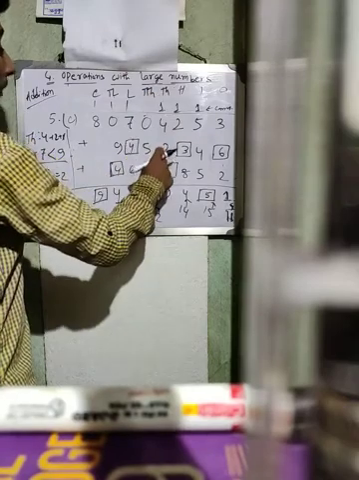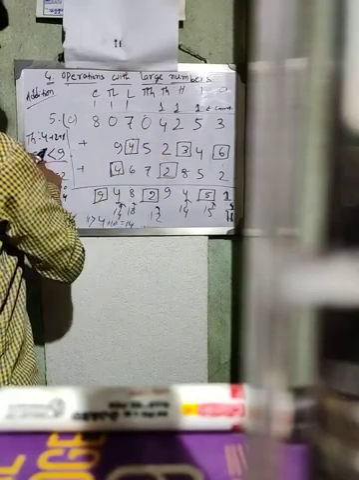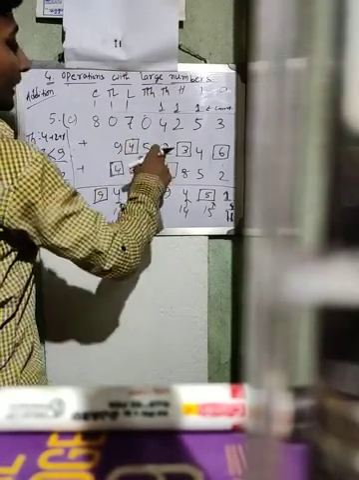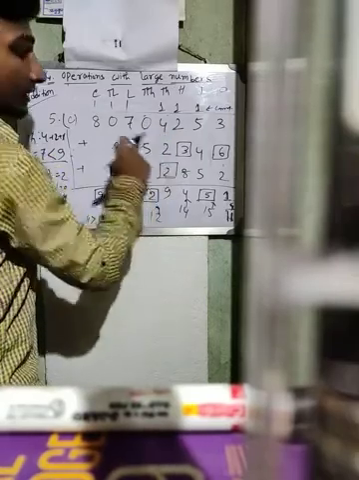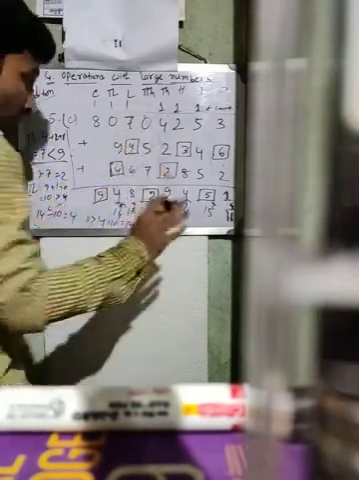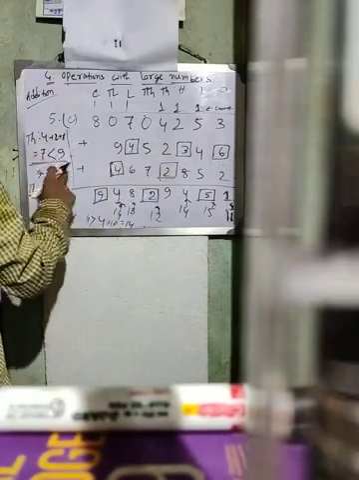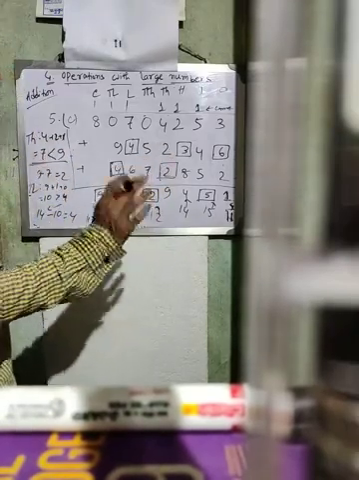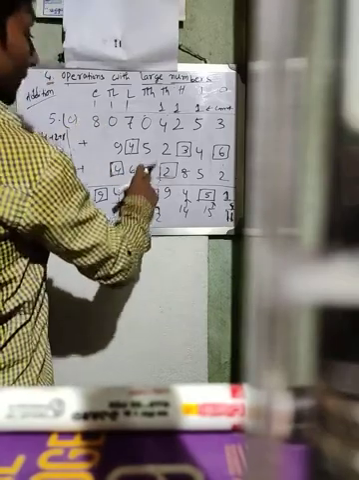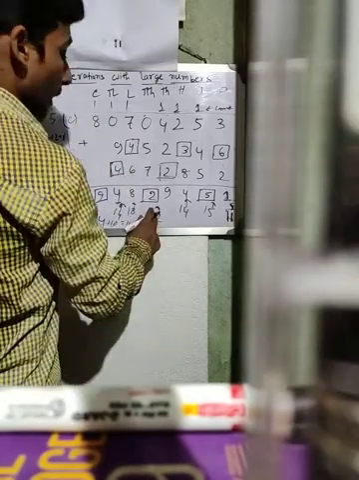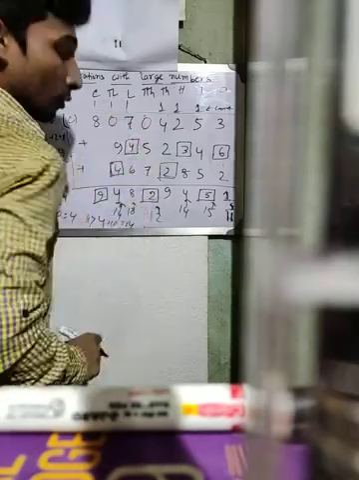9 is greater than 7. That means 9 is also greater than this digit, this digit, and this digit. So the empty place is 9 minus 7. This is the answer. Now 7 plus 5, 12. So we put 2 here and 1 will be the carry.